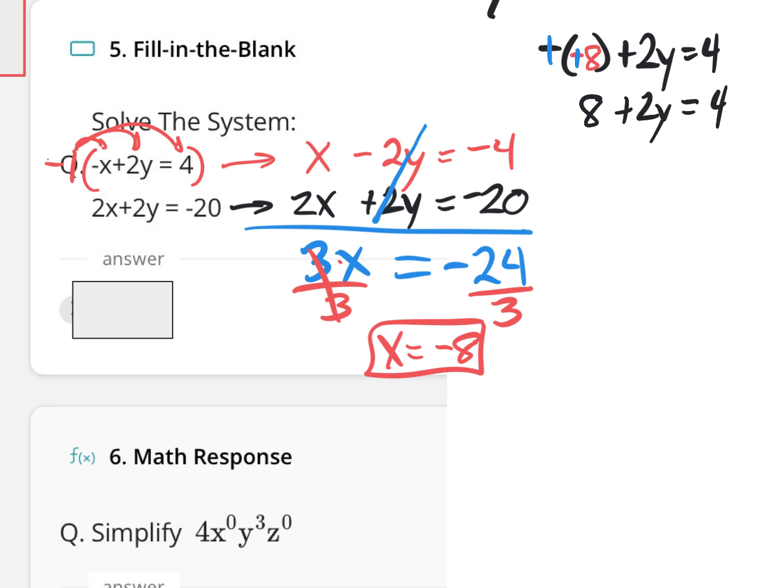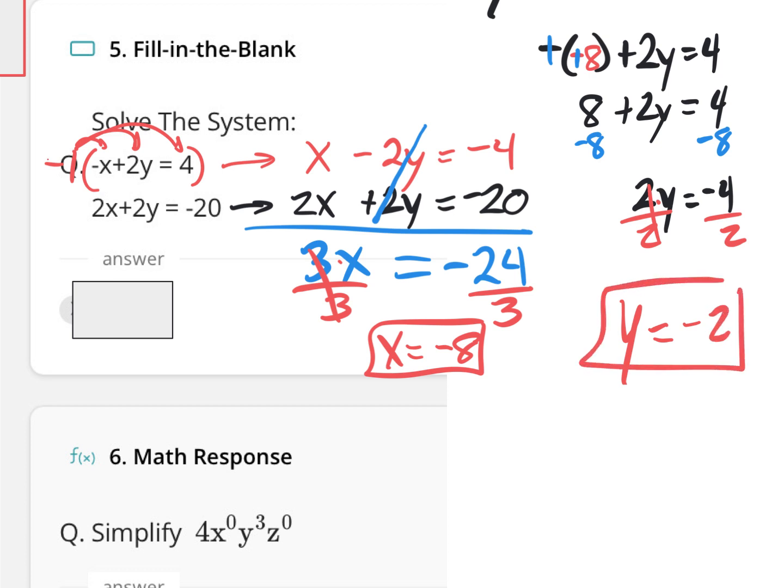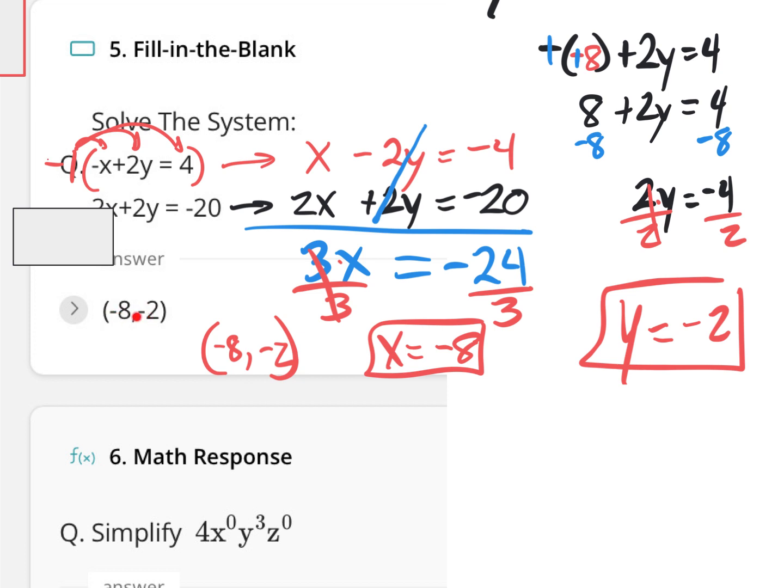I want to solve for y, so I'm going to get rid of the 8 by subtracting 8, subtracting 8. My new equation will read 2y equals negative 4, which really means 2 times y equals negative 4. To get rid of that multiplication of 2, I'm going to divide by 2. And what I do to one side, I do to the other. I will end up with y equaling negative 2. So our answer, in coordinate format, is the x value is negative 8, the y value is negative 2. That's negative 8 comma negative 2. Type it in with no spaces between your terms.